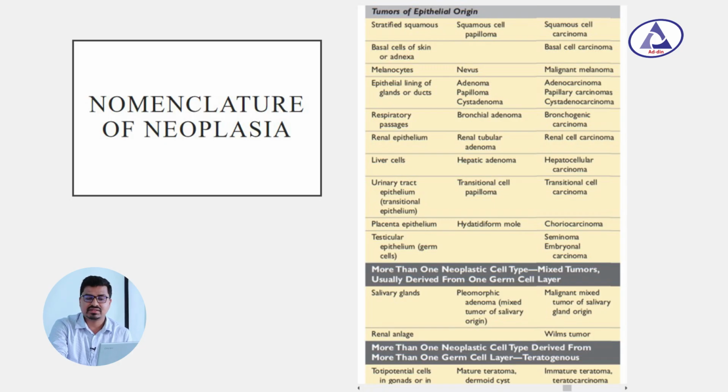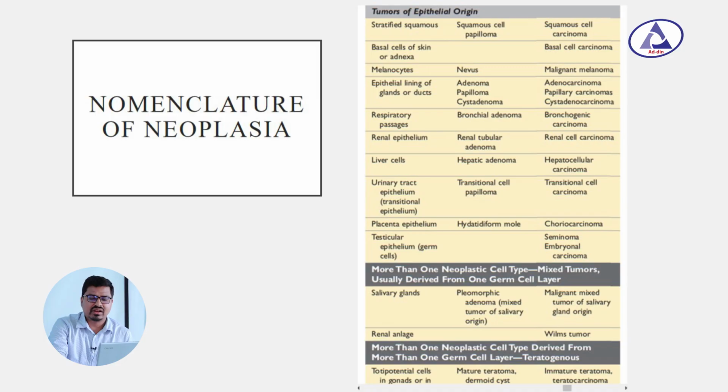Placental epithelium: malignant is choriocarcinoma and benign is hydatidiform mole. Testicular epithelium malignant tumor: seminoma, embryonal carcinoma. More than one neoplastic cell type, mixed tumor, usually derived from one germ cell layer. Salivary tumor: benign is pleomorphic adenoma and malignant mixed tumor of salivary gland origin is a malignant tumor.